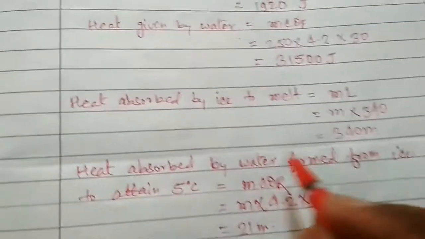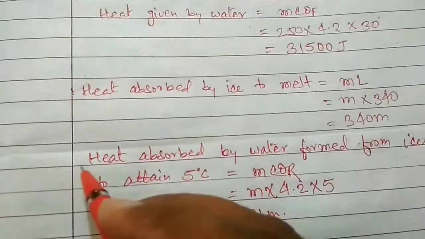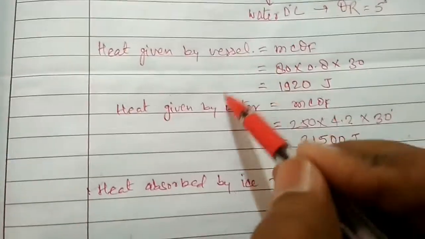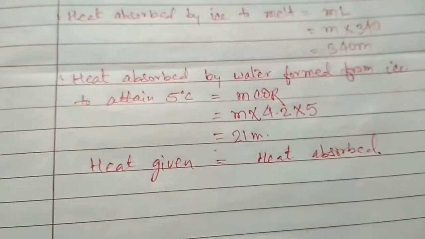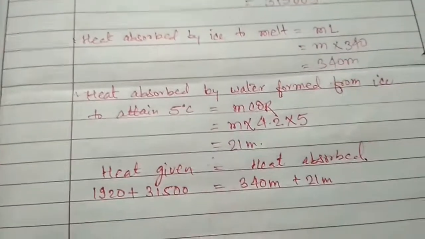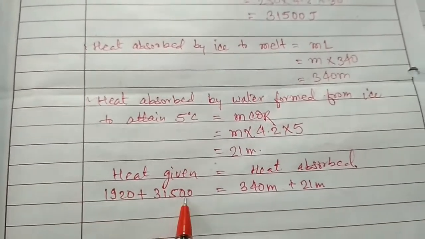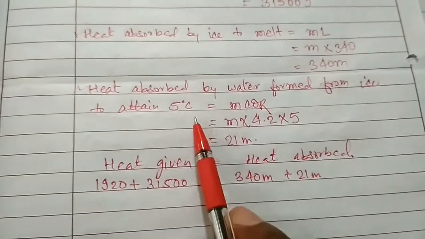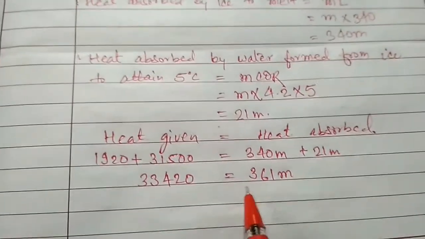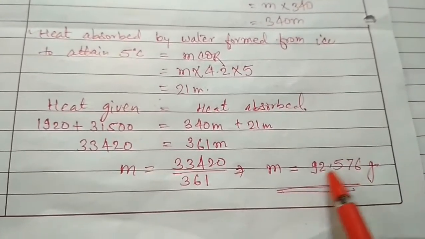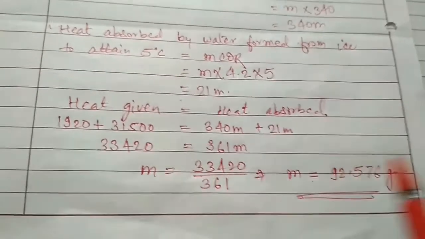Now see, these two, ice to melt and water formed from ice, are getting heat energy and these two are giving heat energy. So what will we write? By the principle of calorimetry, I always say that you have to write the full form: heat given by these equals heat absorbed by those two. So let's write. You can see here heat given by the vessel and the water in the vessel, and heat absorbed by ice to melt and heat absorbed by ice to attain 5 degrees Celsius. On summing up and further solving, the value of m will be 92.576 gram. This is the answer for this question.